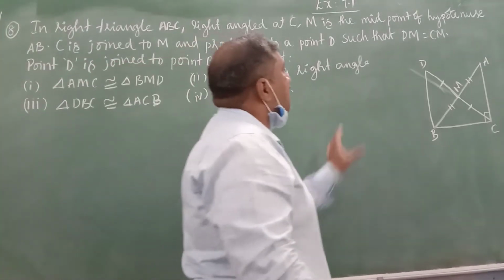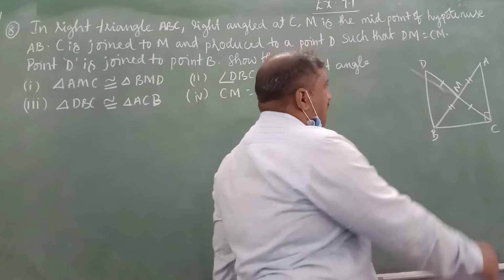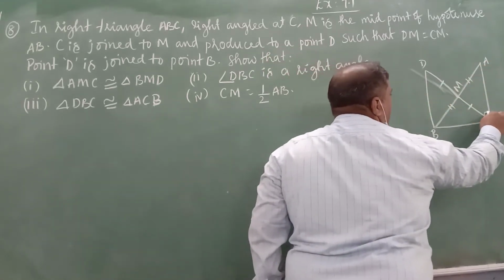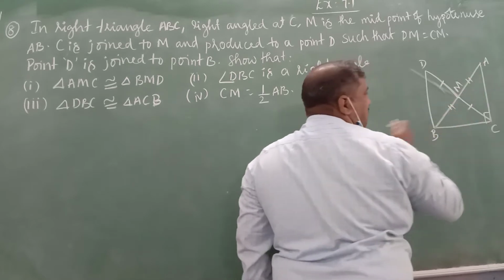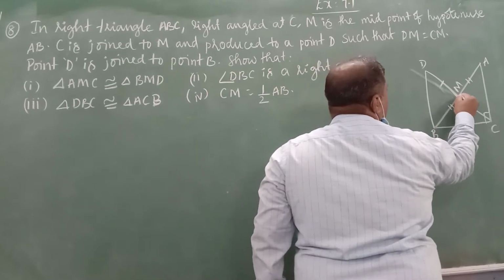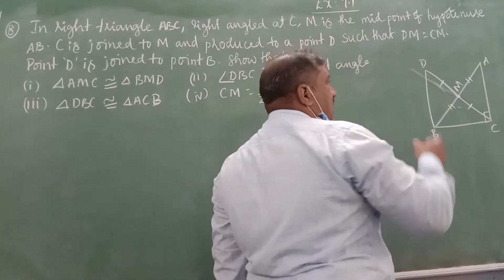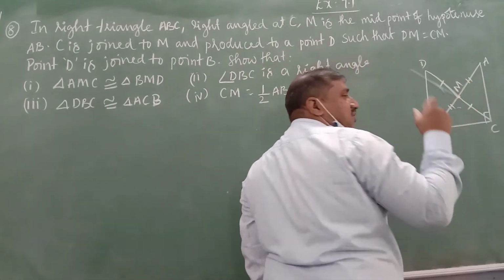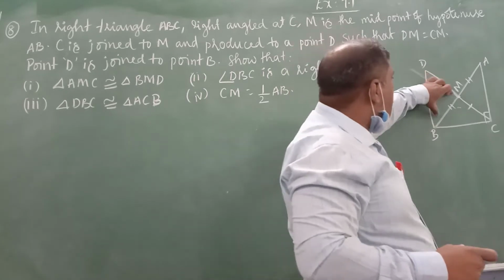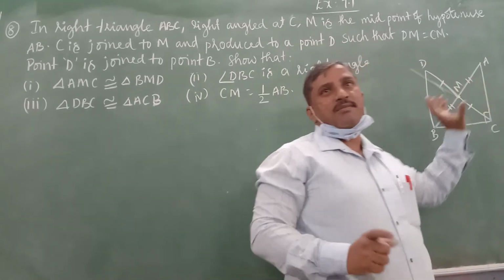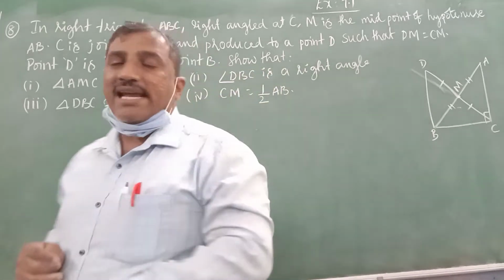Show that. So this is your figure. Here triangle ABC is a right angle triangle, right angle at C. AB is the hypotenuse. M is a point on the hypotenuse, the midpoint, that is dividing the hypotenuse into two equal parts. BM and AM both are equal. See, I have represented those two lengths as equal.